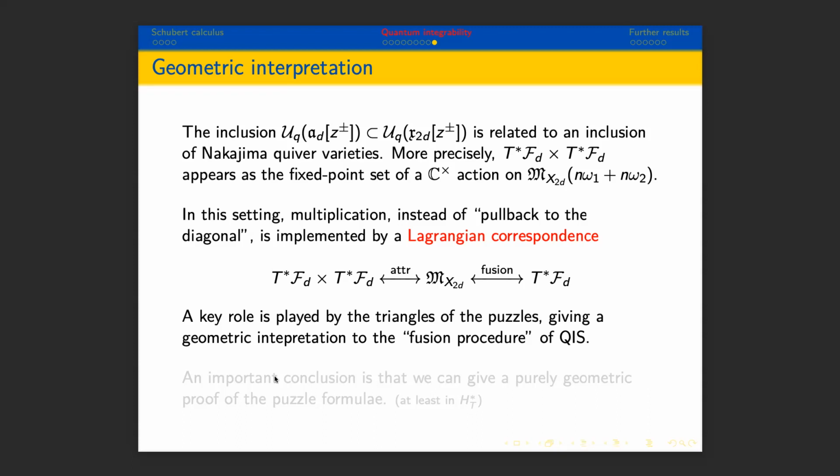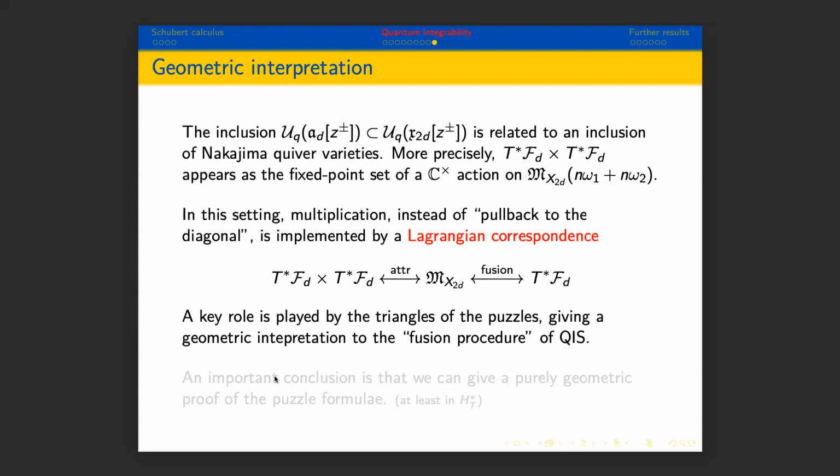So that's the map that's going to first move things from the product of two flag varieties to this bigger ambient quiver variety. And then the interesting part is what happens when you, on the contrary, try to get back to the original T star T. So that part is new. And that's what we call in integrable systems the fusion procedure.